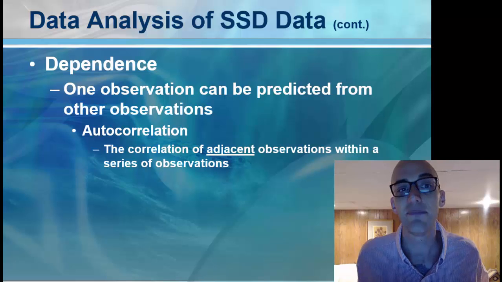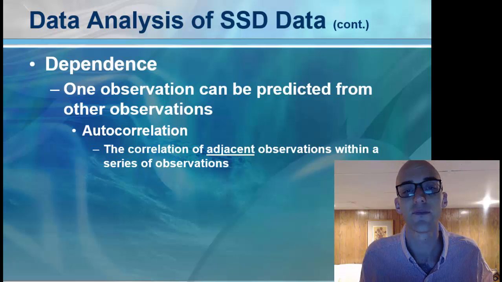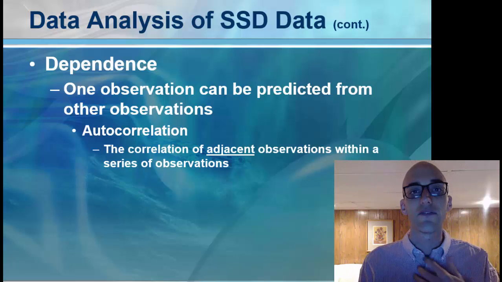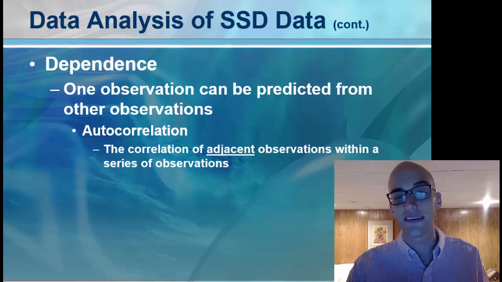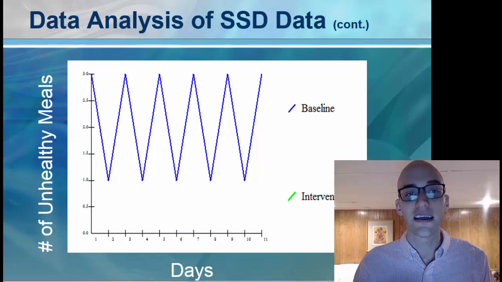So in this case, dependence is when one observation can be predicted from another observation. This can also be called autocorrelation, and this is going to be one of the first assumptions that you're going to be testing for with your paper. If your data is autocorrelated, then adjacent observations within the series of observations are impacting each other. So this is a really strong example of autocorrelation.